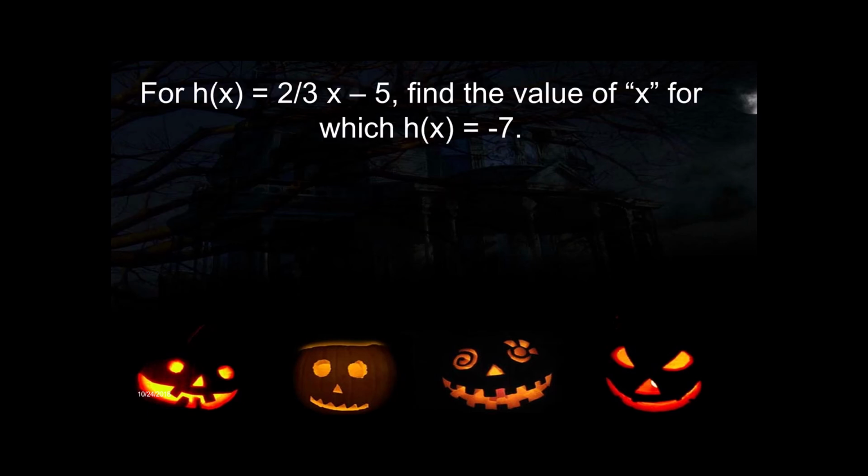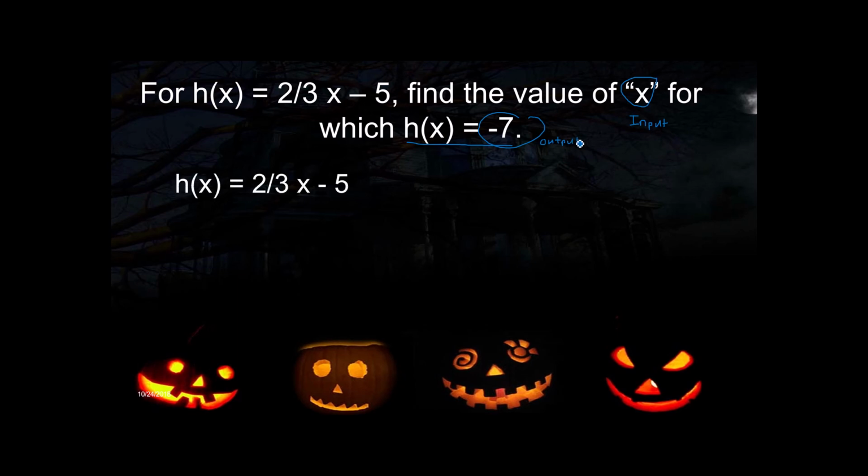Here's one. For h of x equals 2/3 x minus 5, find the value of x for which h of x is -7. Notice the difference here. This time they asked me to find x. They said find the input or the domain when they give me the output. Usually they give us the domain and we find the range. But in this case, they've given us the output or the range. Can you find the input?